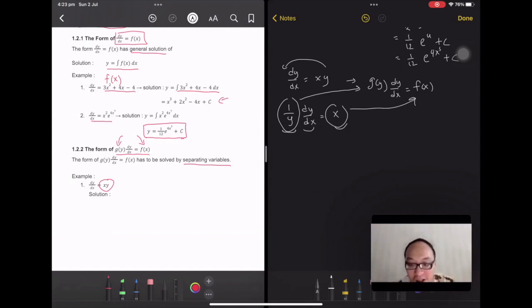Now, how do we solve it? I rewrite again, 1 over y dy/dx equals x. To solve this differential equation, we can integrate both sides with respect to the variable x.